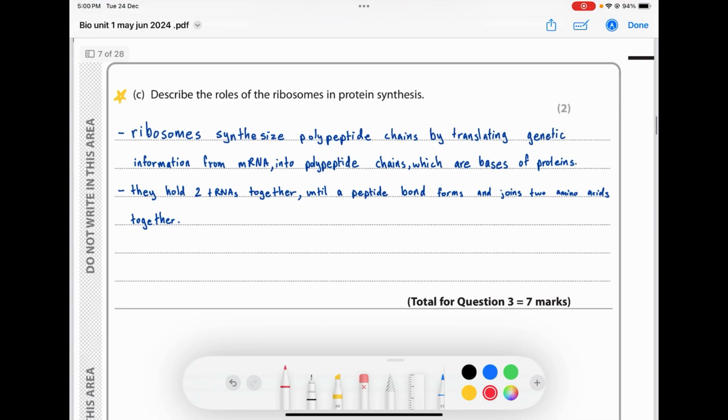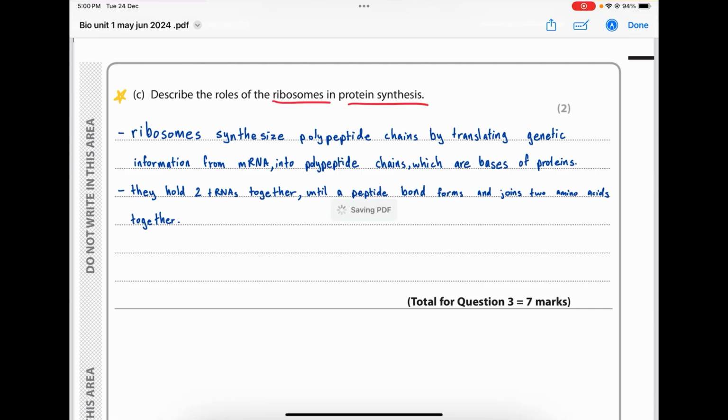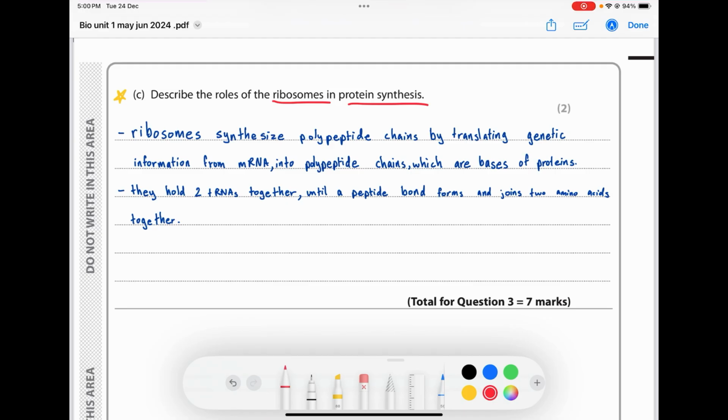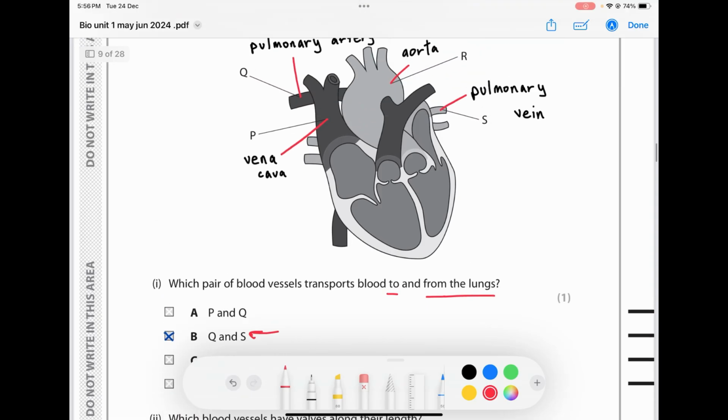Let's move on. Describe the roles of the ribosomes in protein synthesis. So what do ribosomes do in protein synthesis? Ribosomes synthesize polypeptide chains by translating genetic information from mRNA into polypeptide chains, which are the bases of proteins. Ribosomes hold 2 tRNAs together until a peptide.